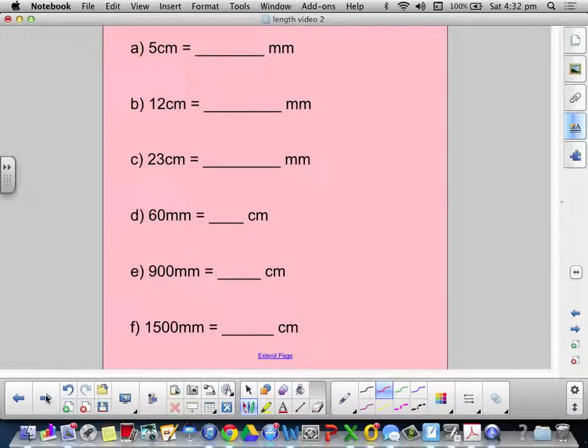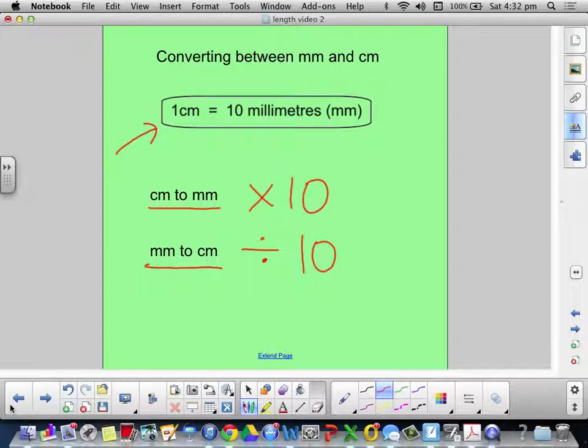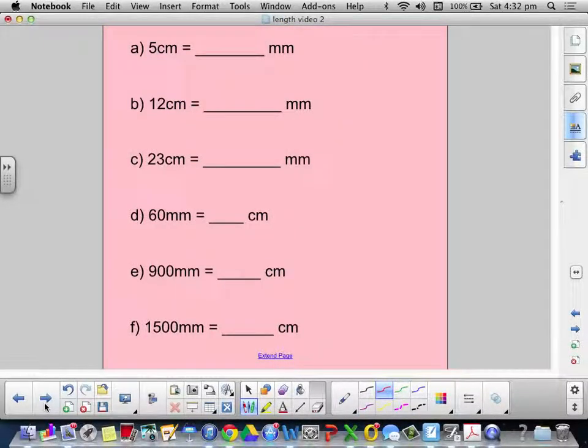Let's have a look at how that works with a couple of examples. So let's do this first one together. 5 centimetres is how many millimetres? Just take a quick look back. We're going from centimetres to millimetres right here, so we're going to multiply by 10. So we'll take 5, multiply it by 10. 5 times 10 is 50. There you go. Pause me now and have a go at B and C and see how you do.